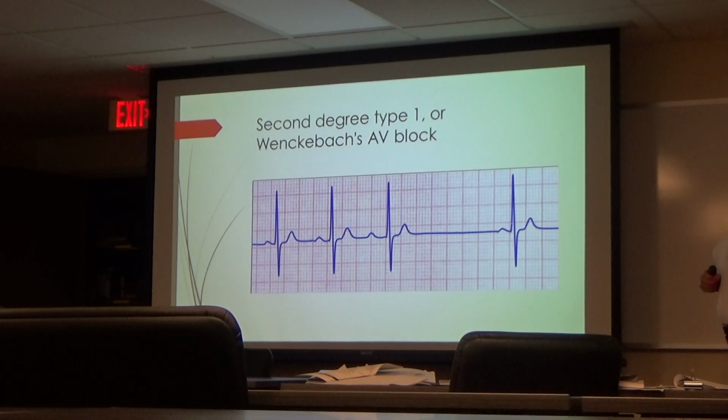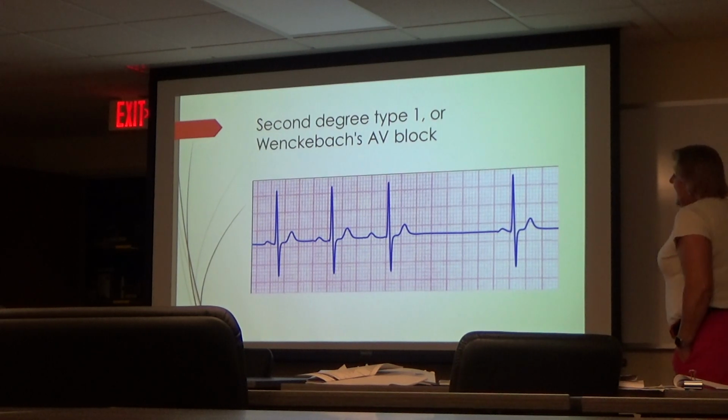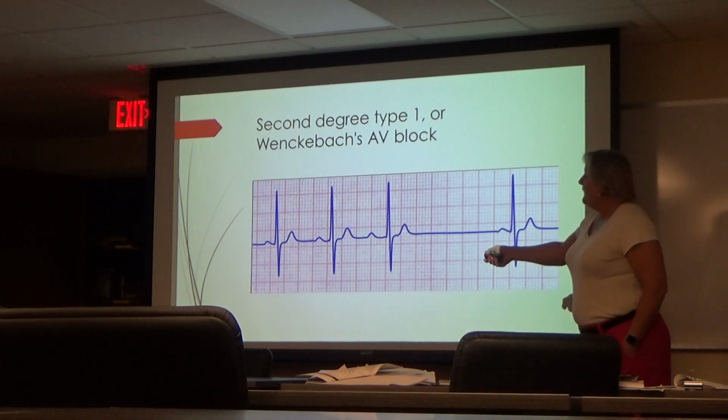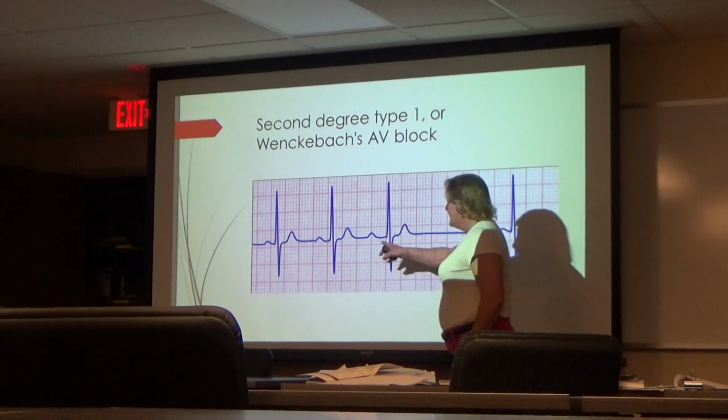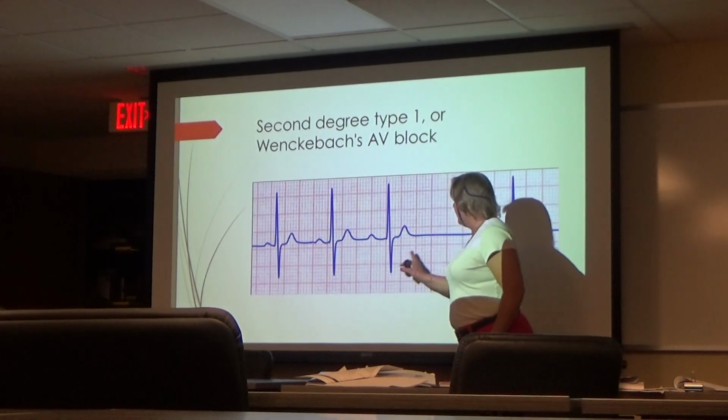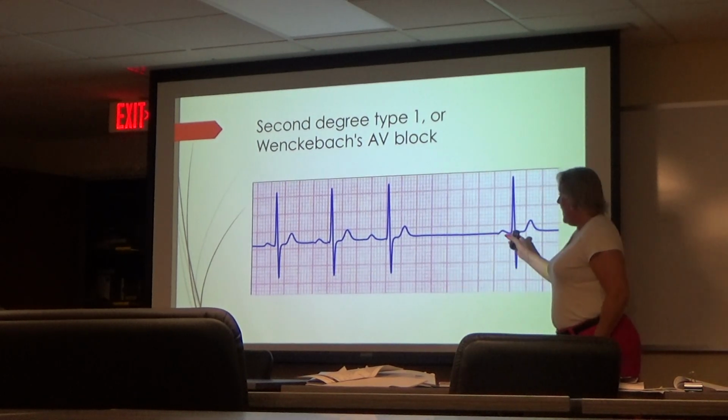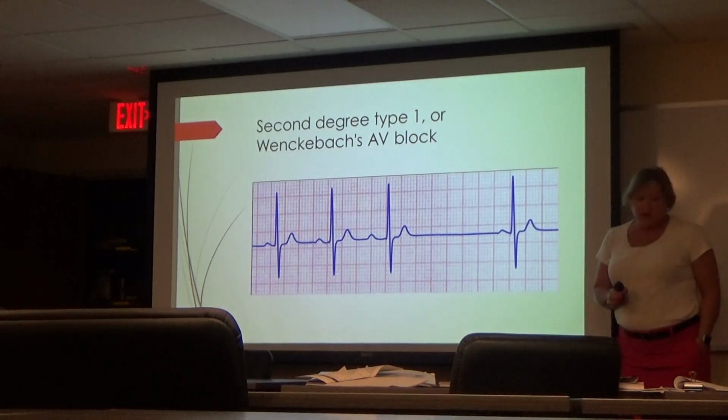With a second degree type 1, we can see people with this, and it's not so much of a big deal as it is with higher degree blocks, but again, we take a look at the PR interval. We have a normal PR interval on our very first complex. It gets a little bit longer, longer, until it drops a beat. And then it goes back to a normal PR interval.